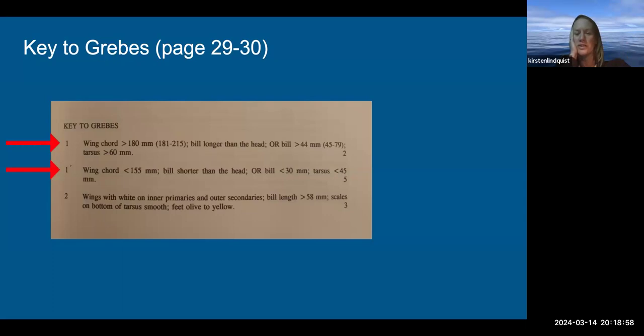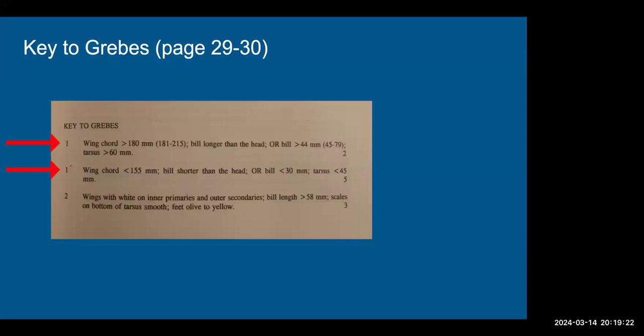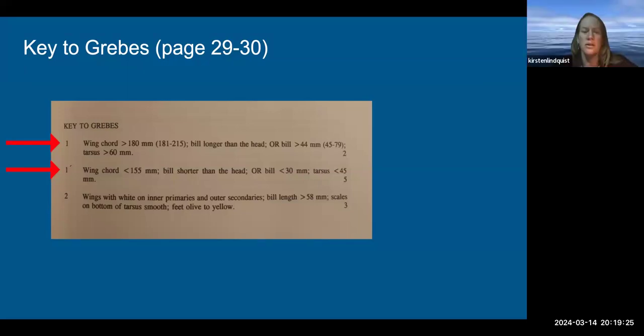The key to grebes is like a choose your own adventure kind of thing. So we read the first one. Number 1 says the wing chord is less than 180 millimeters. It could be in the range of 181 to 215. The bill is longer than the head, or the bill is greater than 44 millimeters, and the tarsus is greater than 60 millimeters. So we'll just let that stand.